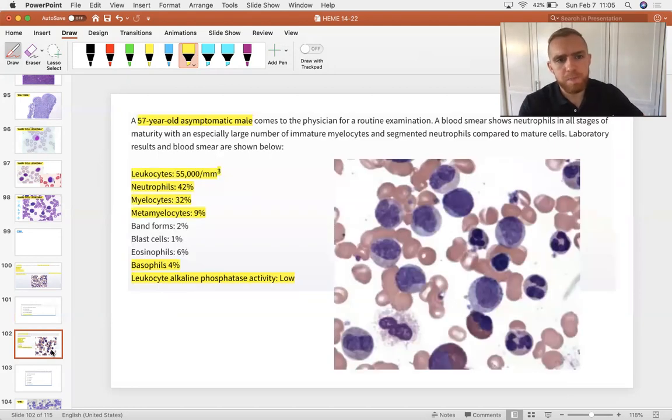Another question, typical case, 57-year-old asymptomatic man shows up for a routine examination. You look at a blood smear and there's extreme neutrophilia, very high white count, myelocytes are high, metamyelocytes are high, eosinophils and basophils are elevated. So virtually every cell of the myeloid white lineage is up. And then you look at this test called leukocyte alkaline phosphatase activity, and it is low. So this is pretty important here.